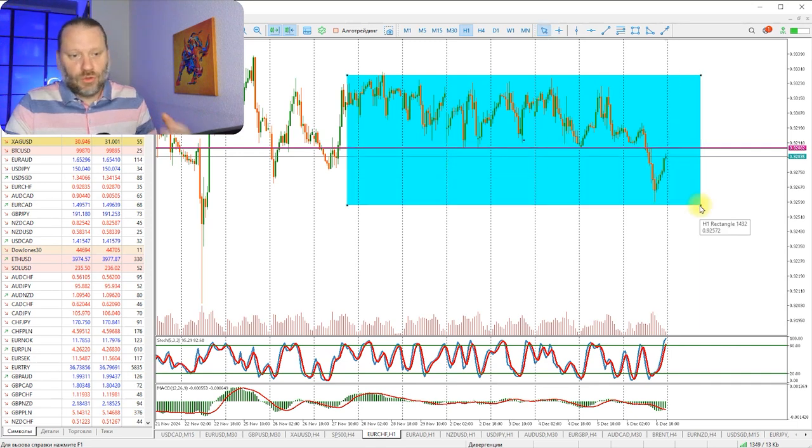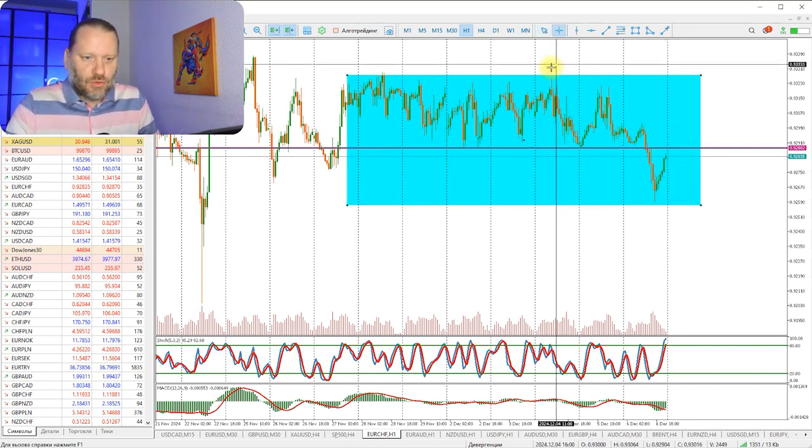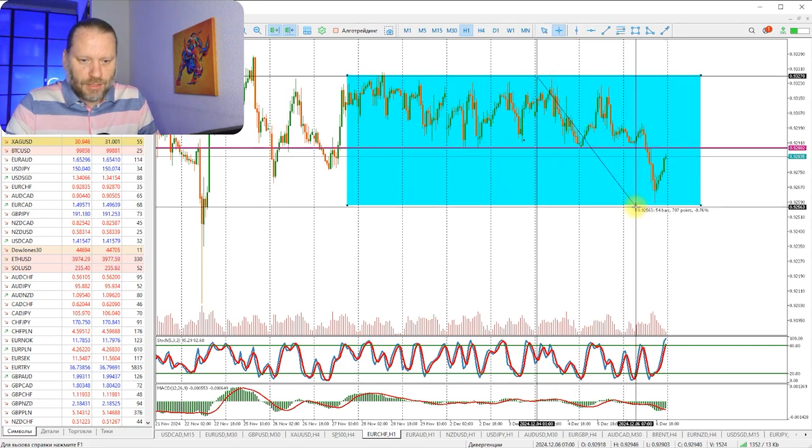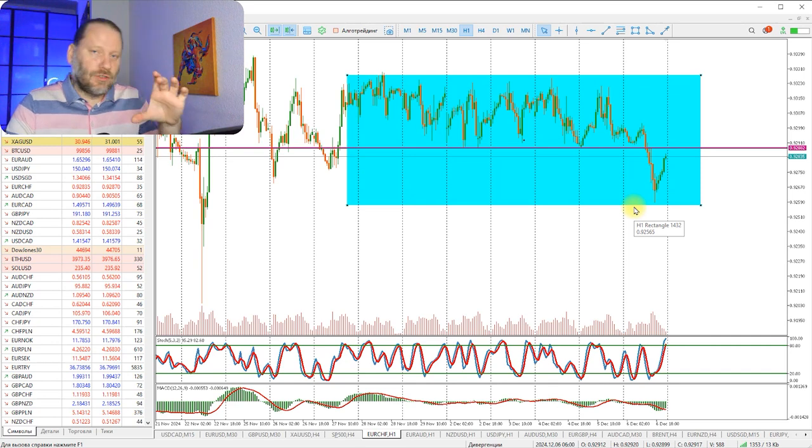But nothing prevents you from launching the robot even now, because it has not really come out of this sideways trend. And if we calculate the range, let's calculate an approximate range, which is happening now. We have 705 points. That is, if you put the range of 700 points into the logic of the robot, it can withstand this drawdown and earn a good profit. Therefore, I still recommend considering launching a trading robot in this sideways trend on the euro-franc pair.